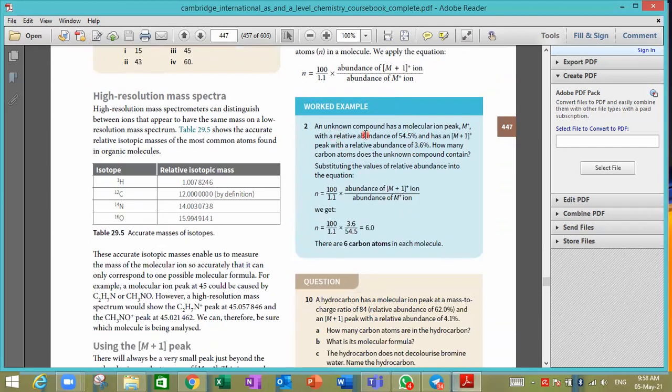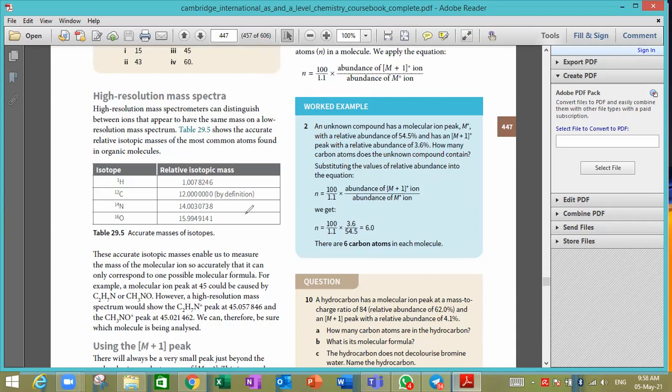It says here an unknown compound has a molecular ion peak with a relative abundance of 54.5% and has an M+1 ion peak with a relative abundance of 3.6%. How many carbon atoms does the unknown compound contain?